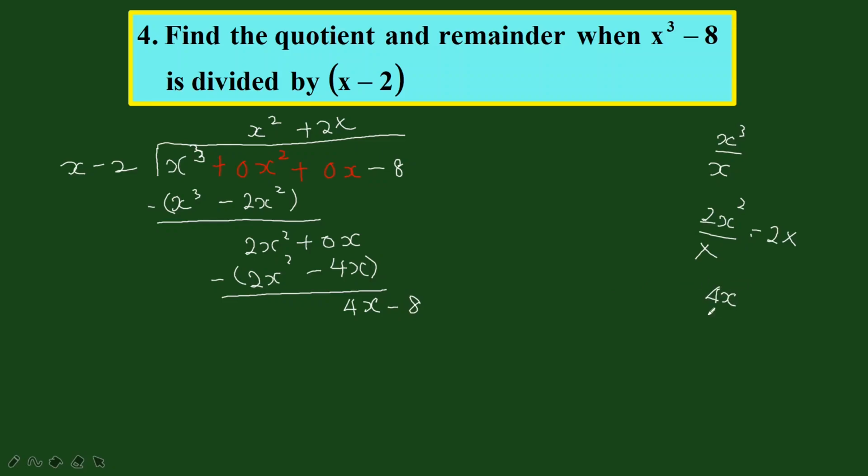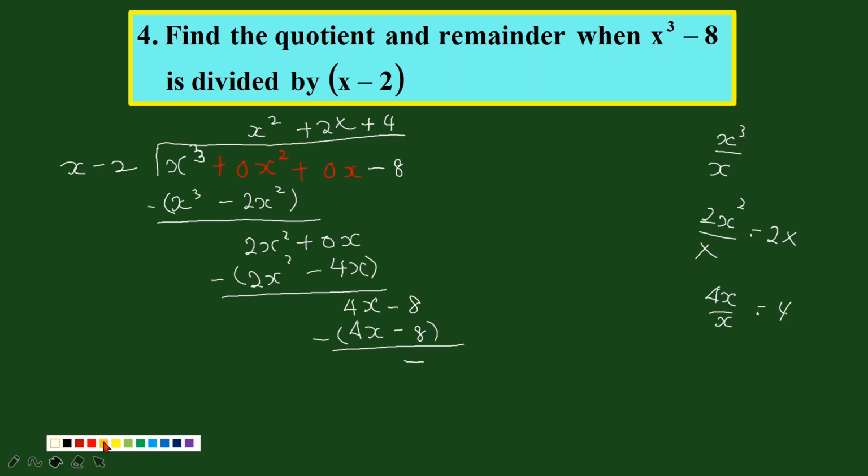So 4x divided by x, I will have 4. And I'm going to write it right on top here. So I will have plus 4 over there. So 4 multiply in. So I will have 4x minus 4 multiplied by negative 2. I will get negative 8. So I'm going to minus this whole thing out. And I will have no remainder this time.